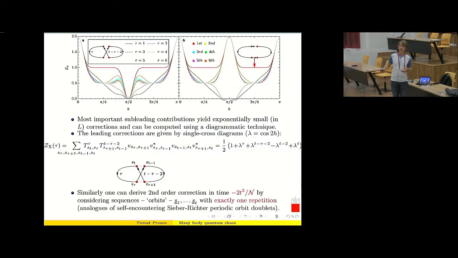And then one can also derive the second order corrections in time, which is exactly the Sieber-Richter correction to the spectral form factor of random matrix theory. So basically you just now classify your sequences into such which have no repetitions, and then such which have exactly one repetition, which would correspond to the figure-8 orbits, and so on and so forth. Now, this is kind of a pure combinatoric version of, let's say, the periodic orbit expansion.